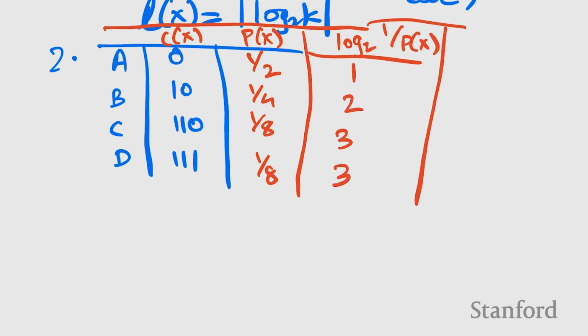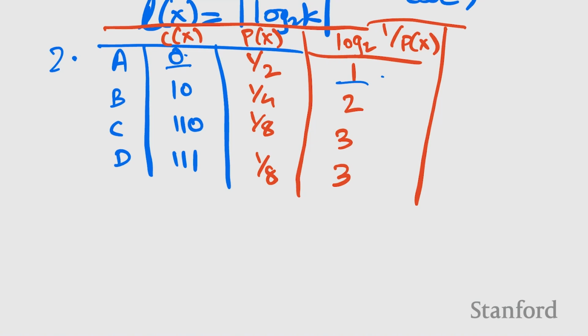As you might notice, for this particular code and this particular distribution, the length of the code word exactly matches the log of 1 over probability. The length here is 1, the log is 1. The length for C and D is 3, the log is 3. And we will actually see, not today but tomorrow, Wednesday, that this code is the optimal code for this probability distribution.